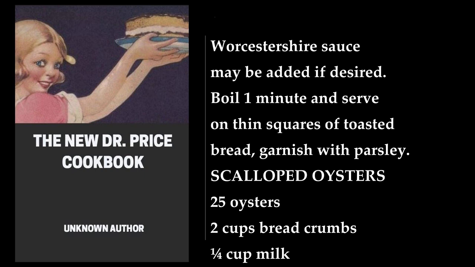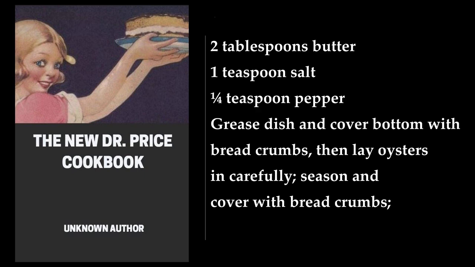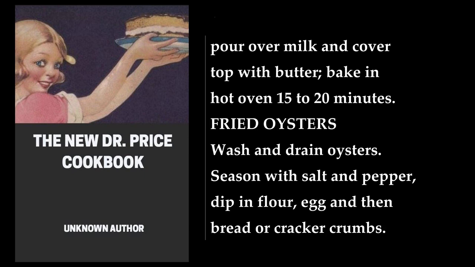Scalloped oysters. 25 oysters. 2 cups bread crumbs. 1/4 cup milk. 2 tablespoons butter. 1 teaspoon salt. 1/4 teaspoon pepper. Grease dish and cover bottom with bread crumbs, then lay oysters in carefully, season and cover with bread crumbs. Pour over milk and cover top with butter. Bake in hot oven 15 to 20 minutes.